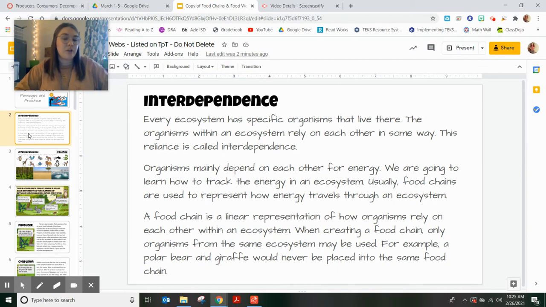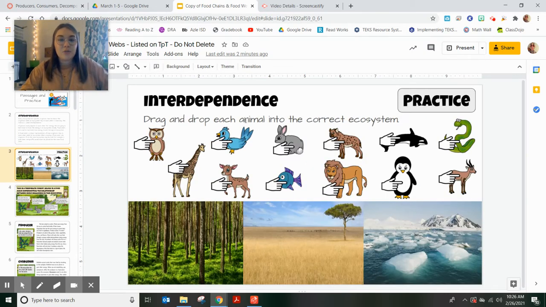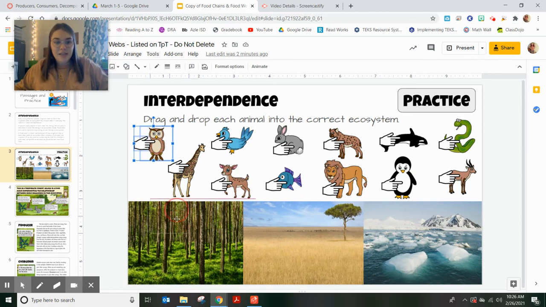So when we create a food chain, only organisms from the same ecosystem can be used. So a polar bear and a giraffe cannot be in the same food chain because they do not live in the same environment. So we're going to drag and drop each animal into the correct ecosystem. So this is like a forest, maybe the prairie, and this looks like the tundra. So where do you think the owl goes? Owls need trees, so I feel like an owl would go in the forest.